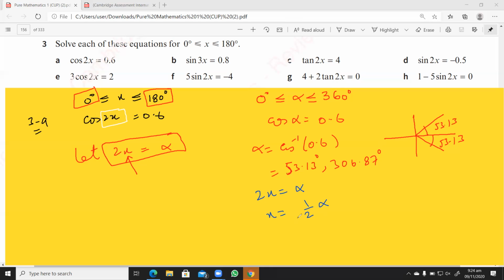Alpha is just like a catalyst we have in chemistry, used to speed up or slow down the reaction. We have used this alpha as a tool to get to the value of x. So now x is half alpha, so x is going to be half of 53.13. Now you tell me, what is this value correct to 1 decimal place?